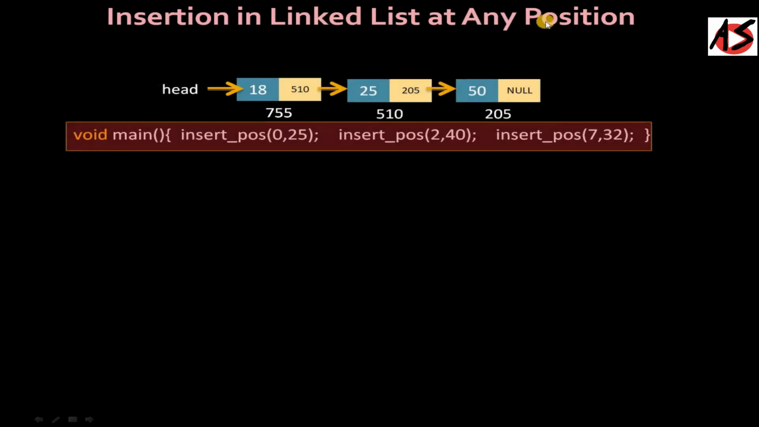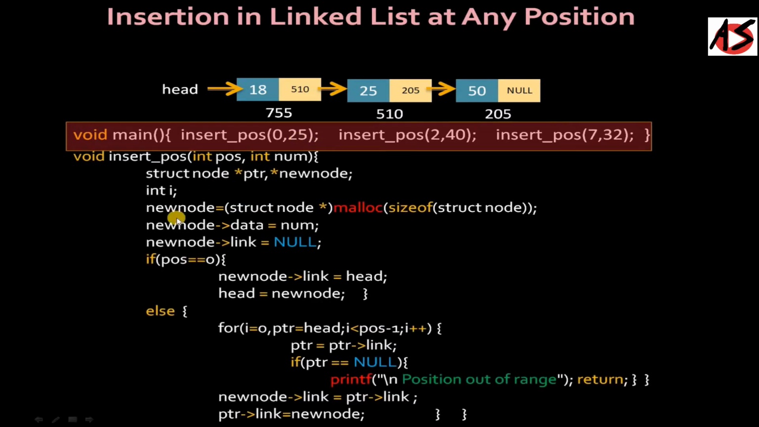Since we want to insert the node at any position, here we have already inserted 3 nodes in the list, and the first node is pointed to by the head node. Now our main function is calling the insert pos function, and this function has 2 arguments. The first argument gives the position where we want to insert the node, and the second gives the value that we will insert in the data part. So the code of the function is like this.